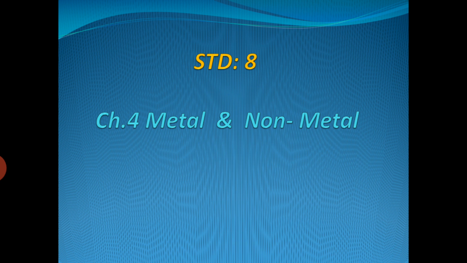So today we are going to discuss the chemical properties of metals and non-metals. There are four chemical properties of metals and non-metals. First one, reaction with oxygen. Then when metals react with water, acid and base. Today we are going to discuss the first property, when metal reacts with oxygen.